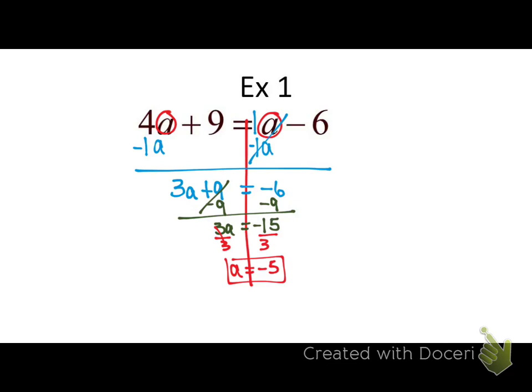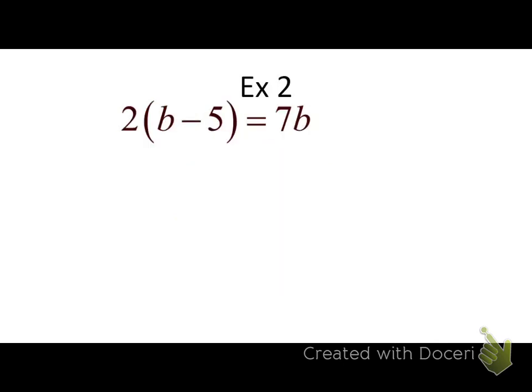All right, you guys ready for example number 2? If I go too fast, please let me know, okay? All right, example number 2. So I have 2 parentheses b minus 5 close equals 7b. So Dylan, according to my notes, what do I do first here? Distribute. Okay. What does that equal?